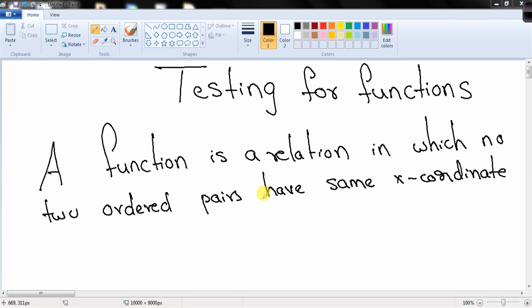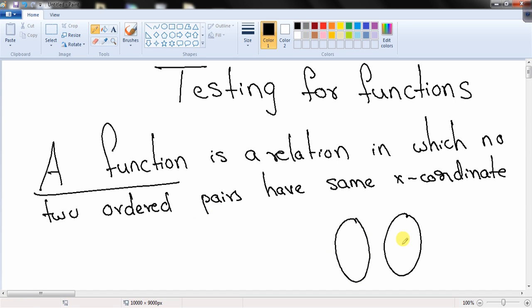So testing for functions, we shall see now how to test whether a given relation is a function or not. So first, what is a function? A function is a relation in which no two ordered pairs have the same x coordinate. So no two ordered pairs.